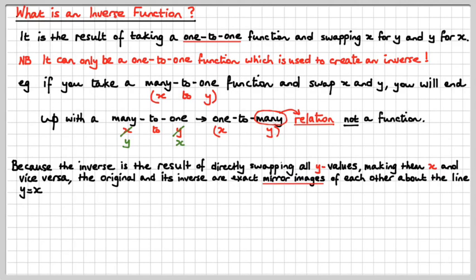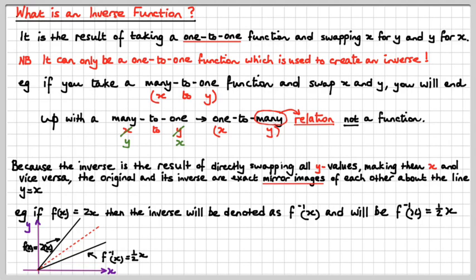Because the inverse is a result of directly swapping all y values, making them x and vice versa, the original and its inverse are exact mirror images of each other about the line y equals x. For example, if we took f of x equals 2x, then the inverse would be denoted as f minus 1 of x and will be f minus 1 of x equals a half x.